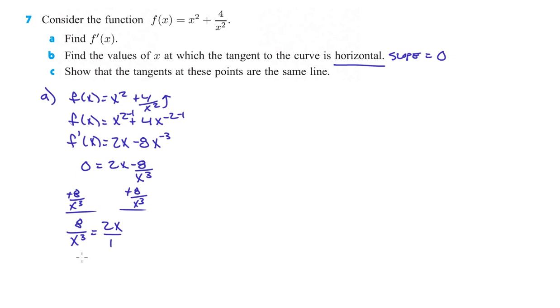So 8 times 1, that one's okay, that's just 8. And then x cubed times 2x. There's officially 1x cubed, so 1 times 2 is 2. x cubed times x to the first is x to the fourth. Divide both sides by 2, and we get 4 equals x to the fourth. So now we just simply have to take the fourth root of both sides.